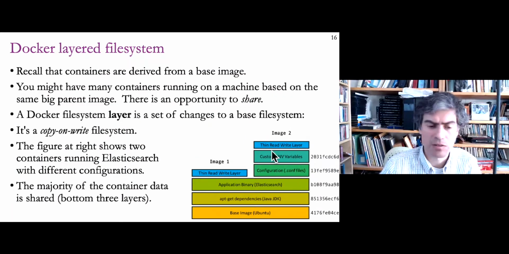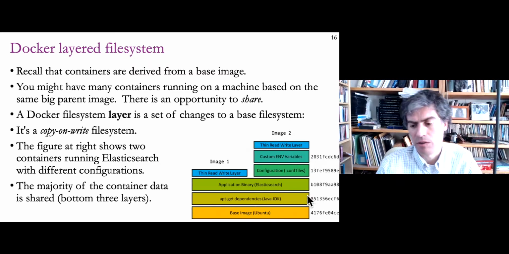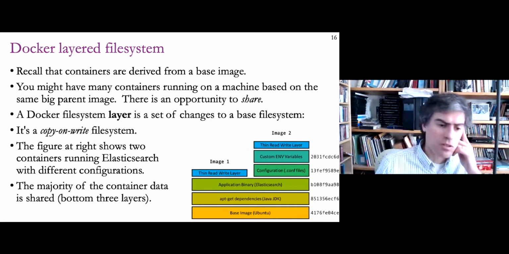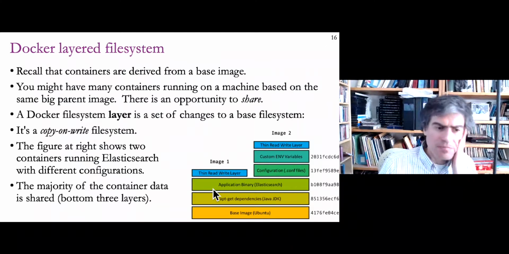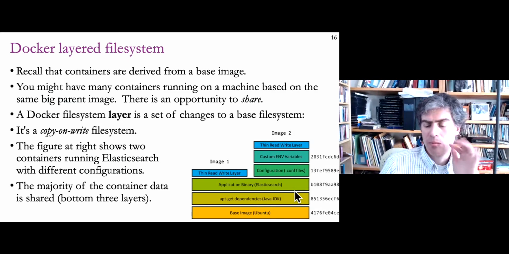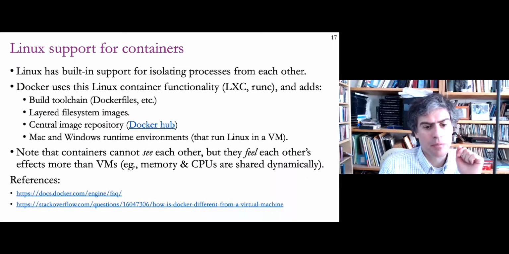The second one has added some files. And as they're running, they're going to make modifications to the file system as data is stored in the database. Those will be added in this blue write layer on top. But they're sharing a lot. They're sharing the base image as well as the Elasticsearch and Java modifications to that base image. So this creates some efficiency in sharing base images, if you have more than one container that are pretty similar running on the same physical machine.